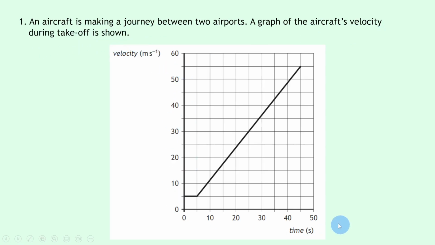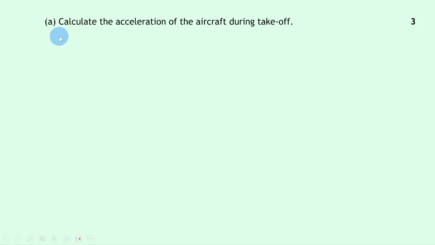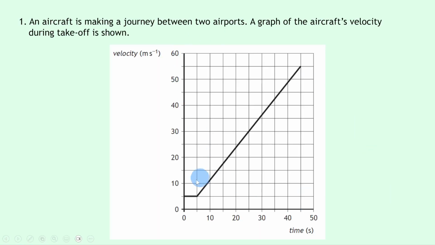So we've got a velocity time graph where there's a bit of constant velocity at the start and then a constant acceleration. Part A says calculate the acceleration of the aircraft during takeoff, and there's 3 marks available here. Well, looking back at the velocity time graph, the acceleration part starts at 5 seconds and goes up to 45 seconds, and that's the part we want to use to calculate the acceleration.